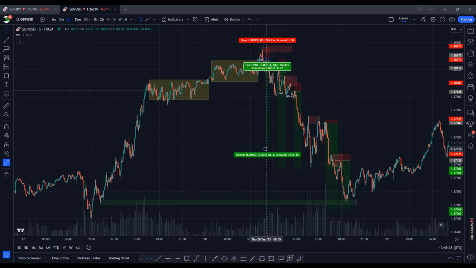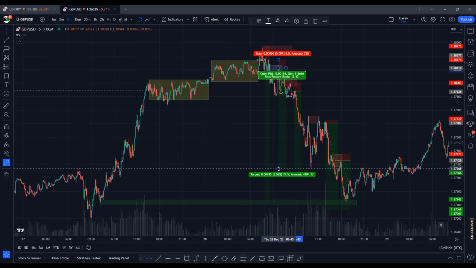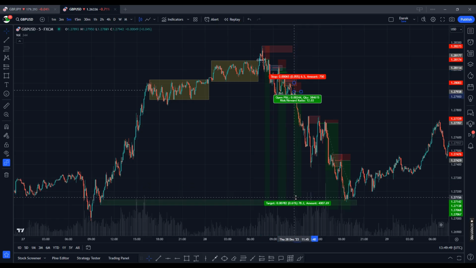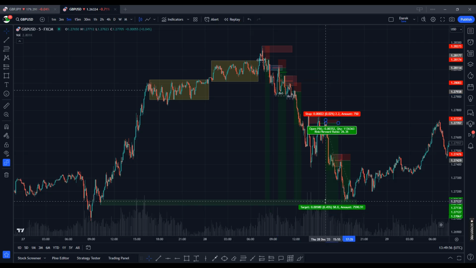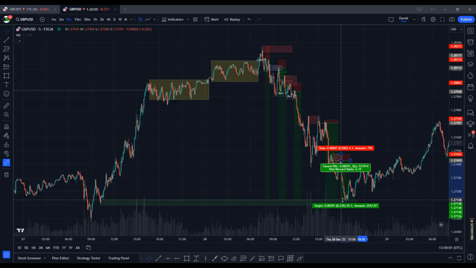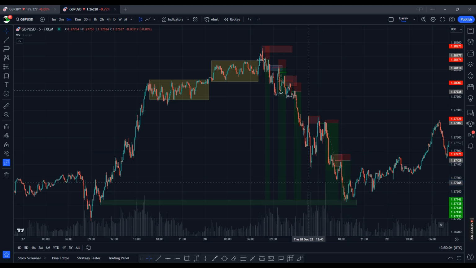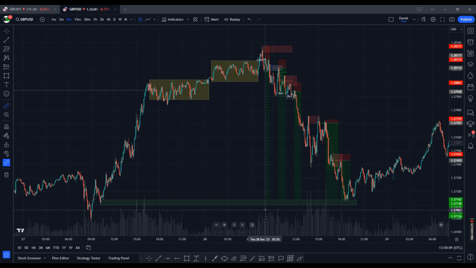Which, if you held all these trades, it would have given you a 1 to 10. 1 to 16. 1 to 13. 1 to 25. And a 1 to 6. That's a total of 1 to 70 risk to reward. All within the span of 12 hours.